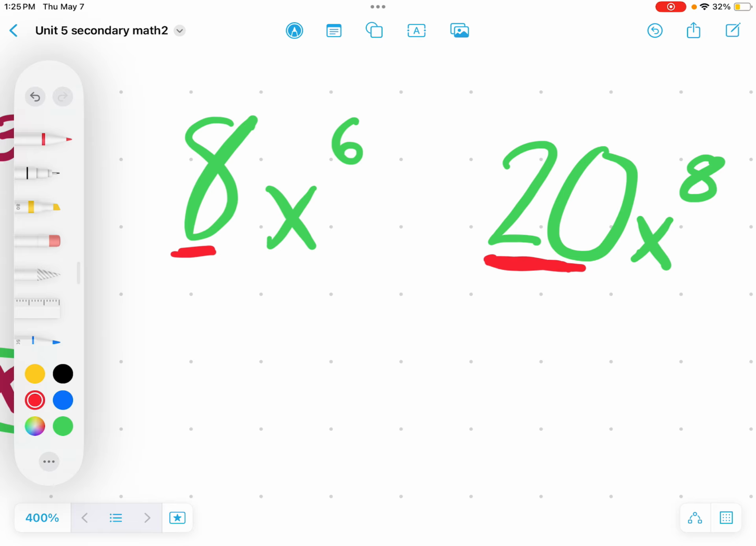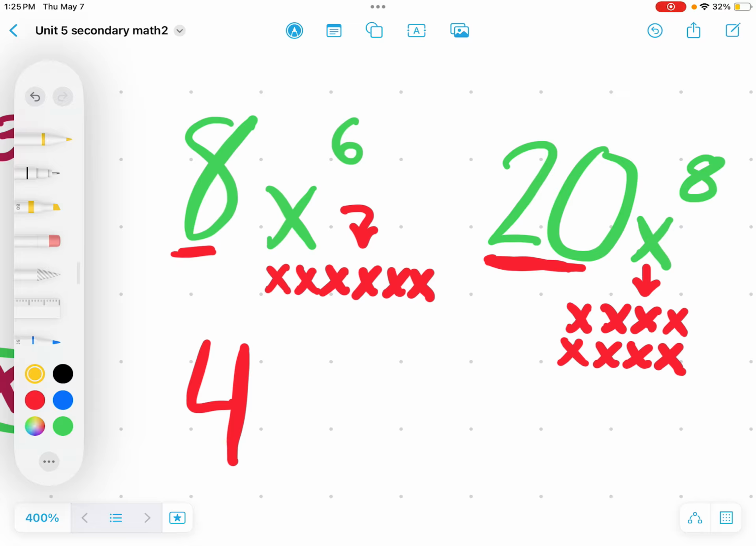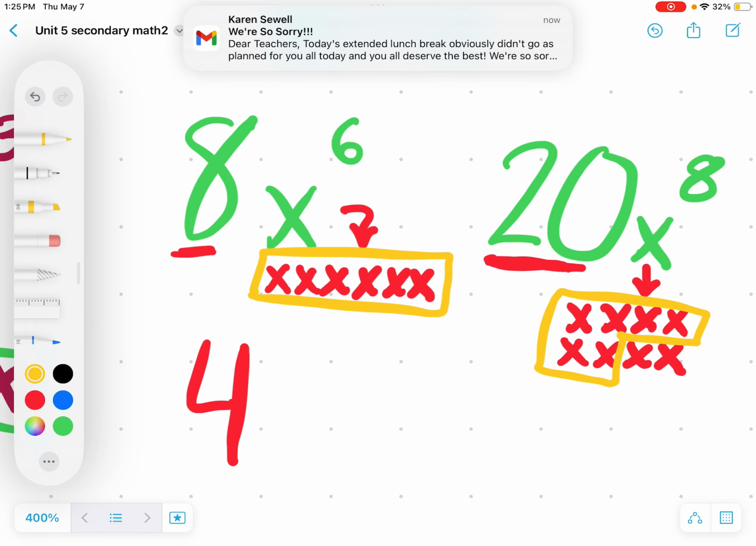Now, how many x's do you have here? This one has 8 x's, this one has 6 x's. They both have at least 6 in common. So your GCF would be 4x to the 6th power. It's always going to be the smaller exponent, because it's how many x's do they both share.